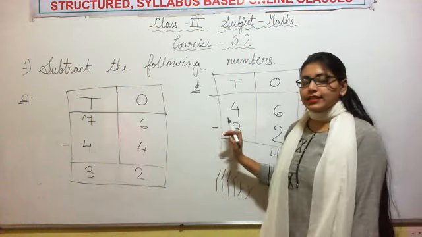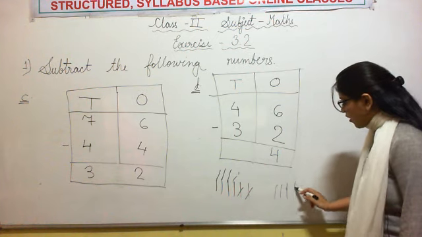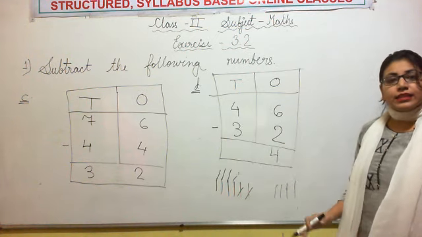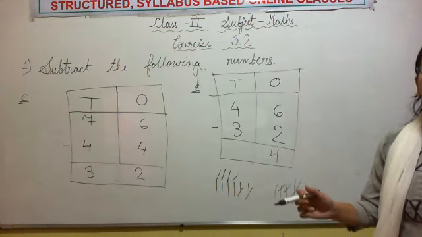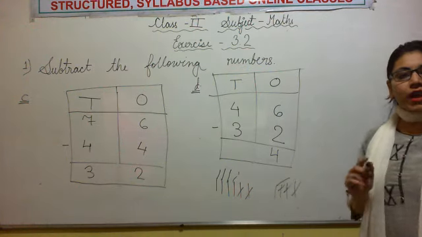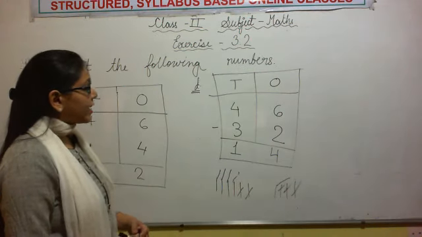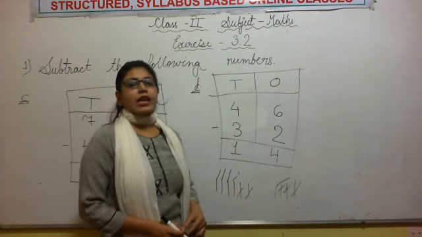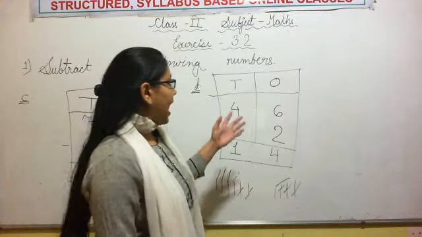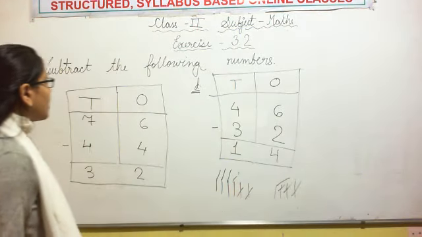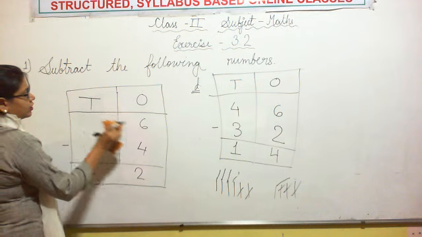Now, tens column, 4 minus 3. First of all, we will draw 4 sticks. Minus 3 is there. So we will cancel out 1, 2 and 3 sticks. Now we will count the remaining sticks. 1 stick is left. So we will write the number 1. Okay. So 46 minus 32 is equal to 14. Our result, or difference, is 14: 1 ten and 4 ones. Okay. Now, moving on to the next question.